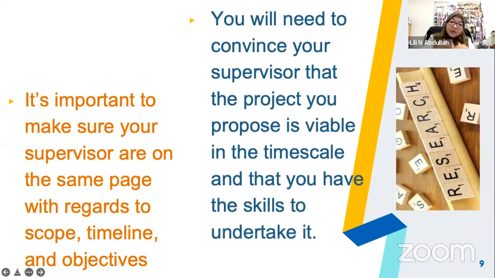You will need to convince them that the project you propose is viable in the time scale that you propose. Usually a grant application is for 2 or 3 years. For PhD research work, usually 3 to 4 years. For a research master's, we usually take about 1.5 to 2 years, sometimes up to 3 years. Why? Because of the planning, the monitoring, and focusing on the plan.